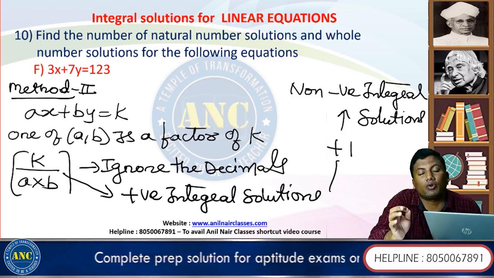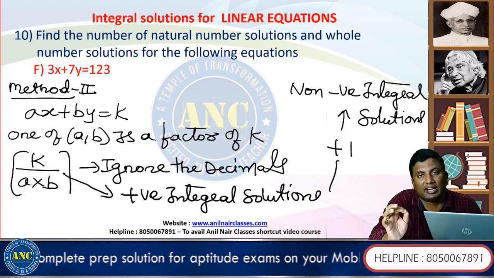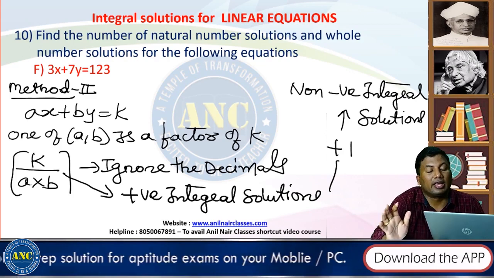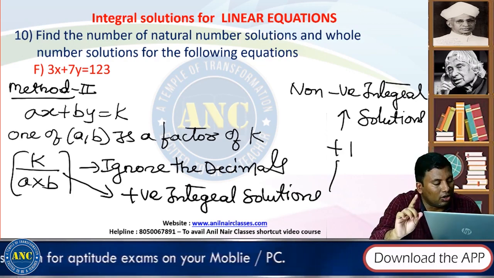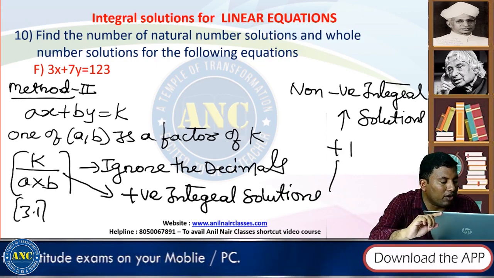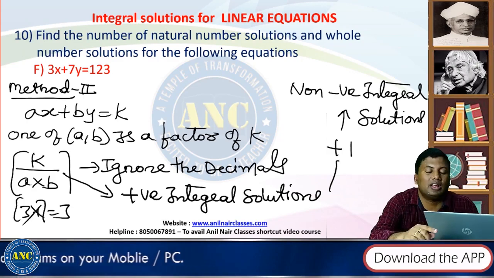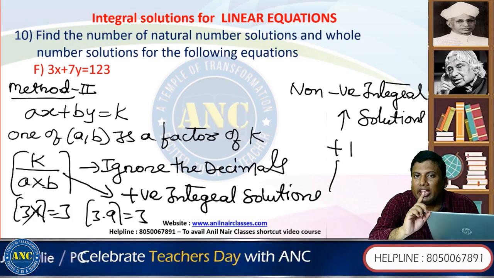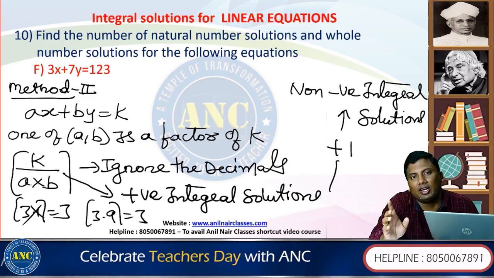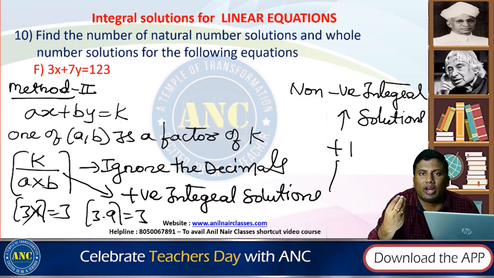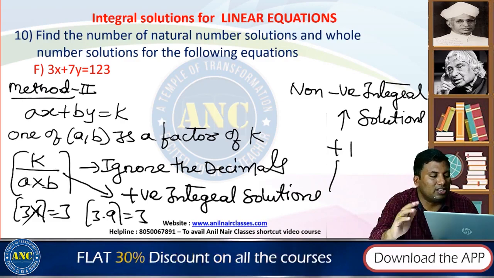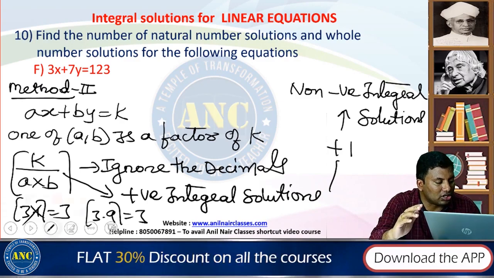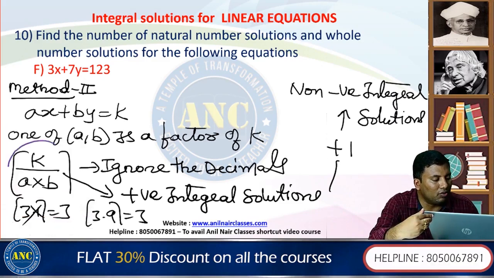If one of the coefficients is a factor of the right hand side, take k by a into b and ignore the decimal. 3.1 is 3, 3.9 is also 3, just ignore everything after the dot. Please make a note of this extremely important concept which helps you to save your time.